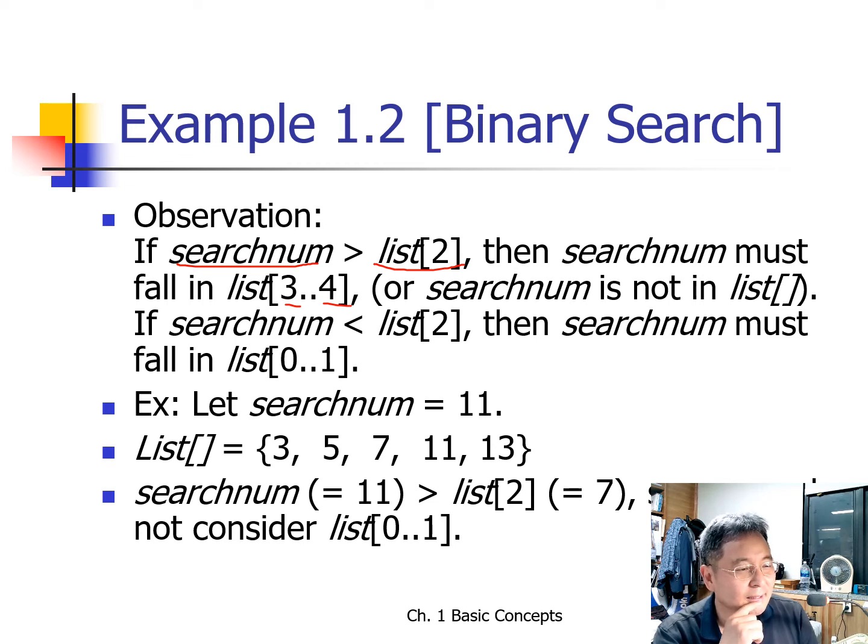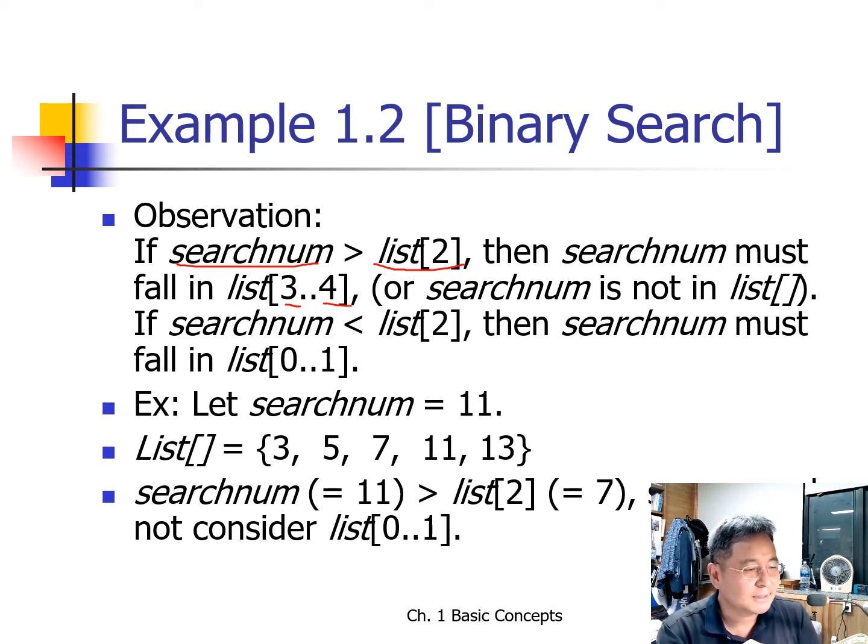On the contrary, if such num is less than list index 2, then such num must be located between index 0 and index 1. Okay, so left side.